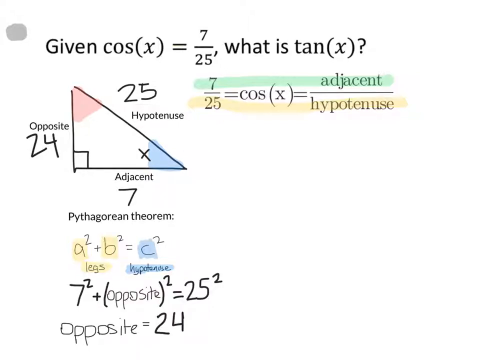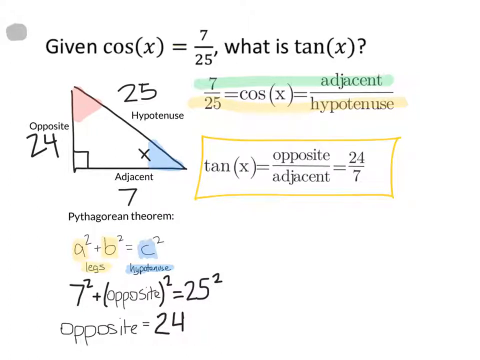Now that we know all of the side lengths, we can solve for tangent of x. We know that tangent of x is equal to the opposite over the adjacent. So then the opposite in this case is 24 and the adjacent is 7. So we get 24 over 7. Let's try one more example.